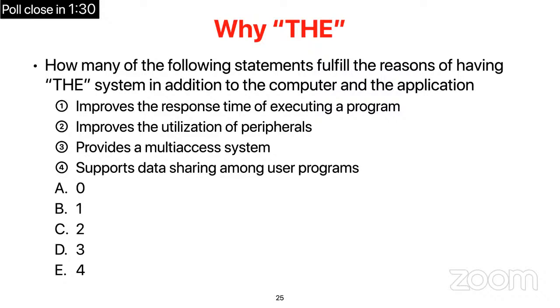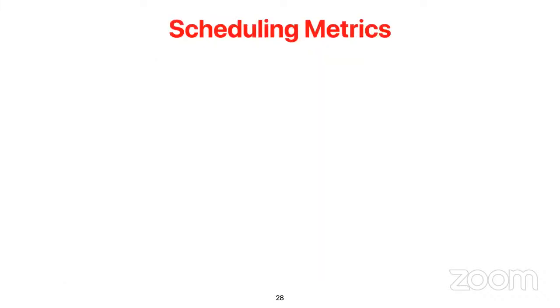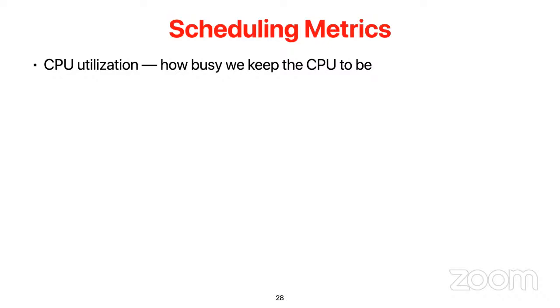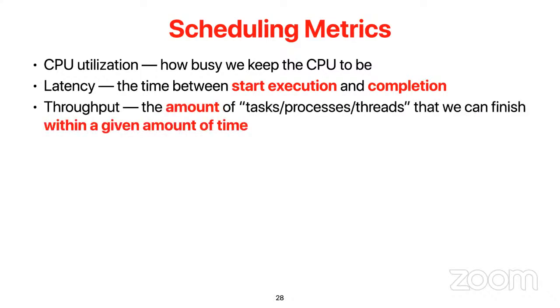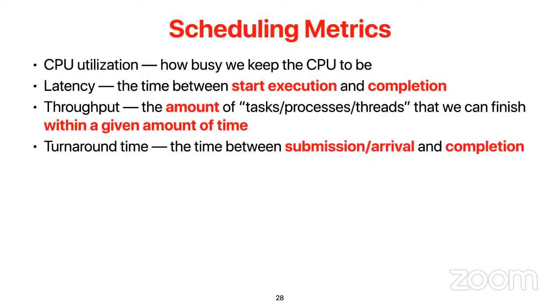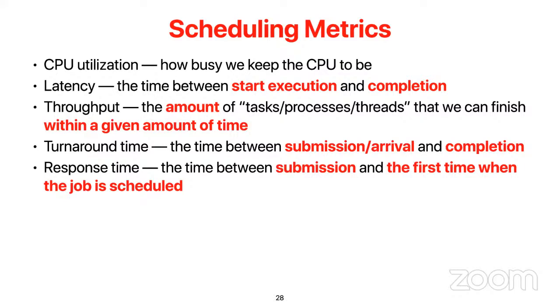So there are some scheduling metrics, right? I know a lot of you read the textbook. CPU utilization is how busy you keep the CPU. There is something called latency, the time between start of execution and completion. Throughput is the amount of tasks or threads that we can finish within a given amount of time. Turnaround time is the time between submission or arrival of the task and the completion. Response time is the time between submission and the first time the job is scheduled.